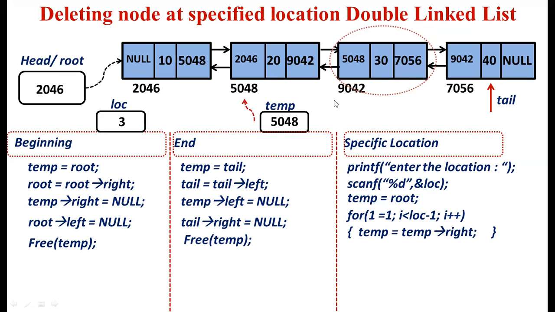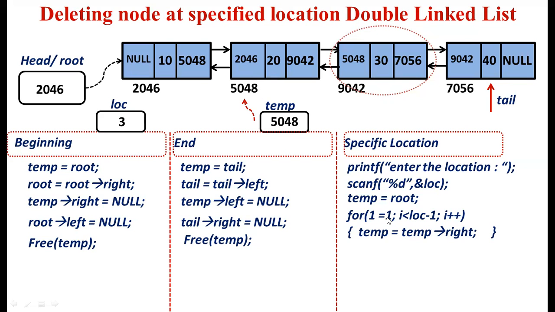So in this particular case, what is the i value? The i value is 1. 1 is less than location minus 1, that is 3 minus 1. So 1 less than 2, the condition is true. So temp will become temp to right. Temp initially is root, so 2046 to right value is 5048. So 5048 is stored here. Now my temp will be pointing to this node.